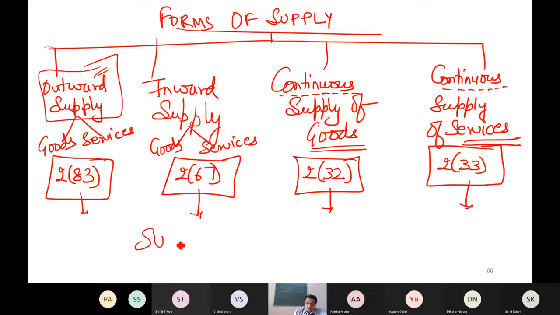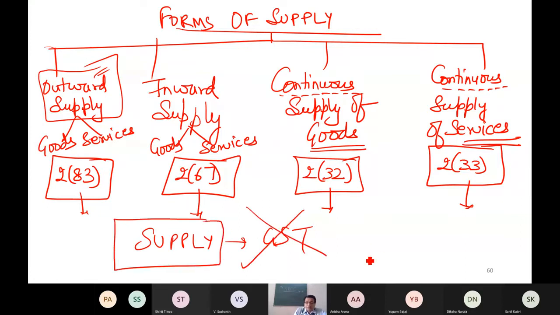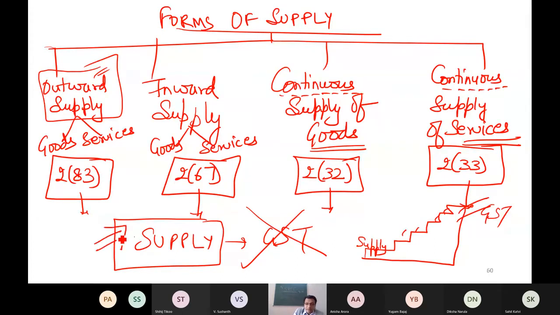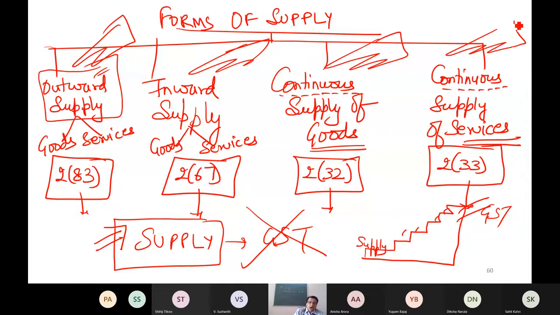Outward supply. I told you that if any supply has become a supply, it simply doesn't mean that GST is applicable. No, it's not the condition. Supply is only the first stair. For example, if these are different stairs, before charging GST, supply is the first stair only. Then gradually you have to satisfy other criteria also to make sure GST is applicable. So first you should make everything a supply, not by force but by concept. Then I will tell you later where I will start using these concepts. But for the time being, you have to understand that there are 4 different forms of supply: outward, inward, continuous supply of goods, continuous supply of services.